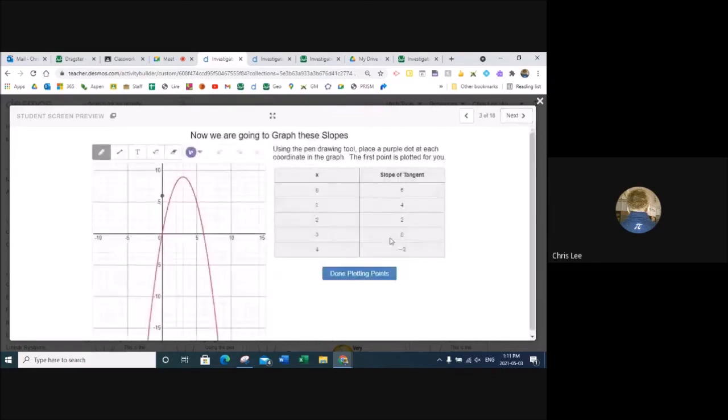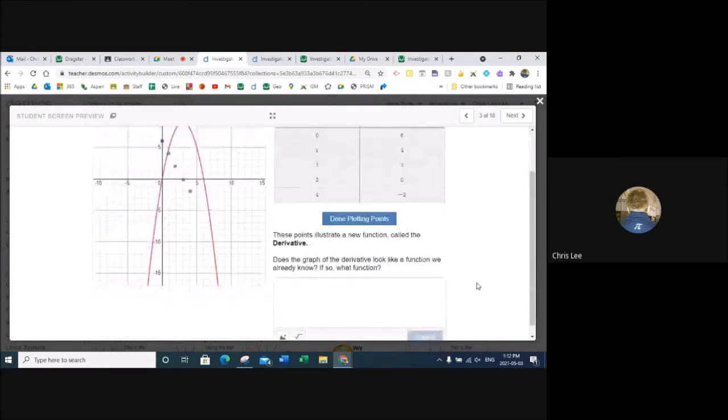Then we take these points and we plot them on our graph. So I graphed the first one for you, 0, 6. The next one is 1, 4. The next one is 2, 2. And the next one is 3, 0. And then for 4, -2. So I have all these. They look like they're in a straight line, which is curious again. So I'm done plotting these. It says these points illustrate the new function called the derivative. So we discovered that in the last activity. Does the graph look familiar? And I already looked at your answers. Yes, it does. It looks like a line or a linear function.